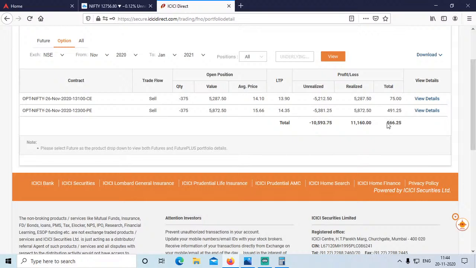Currently our profit is 566 rupees. Okay, I'm still waiting for when I will get this 700 which I saw initially. In option selling, the only thing we have to do is wait, sit, relax, have a coffee and enjoy, because as and when time goes, your profit increases.